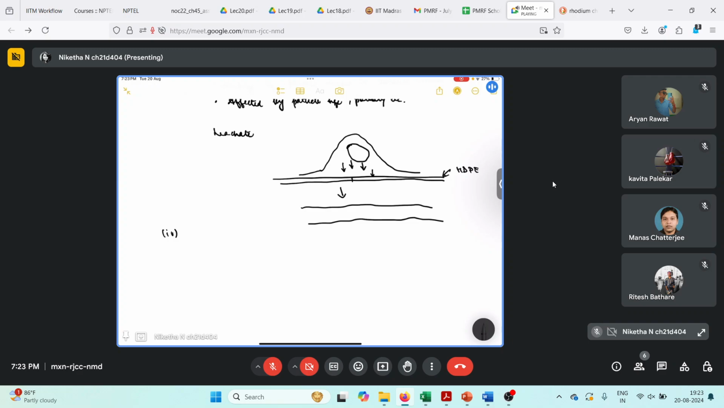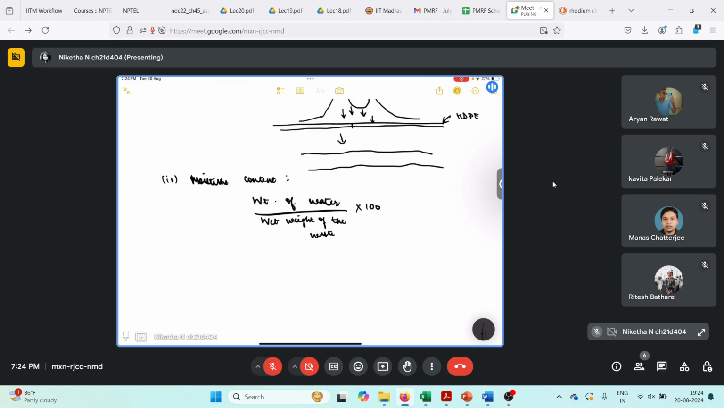The next property is the moisture content. So, what is moisture content? It is the weight of water divided by the wet weight of the waste, into 100. So if you note here, I've used the term wet weight.